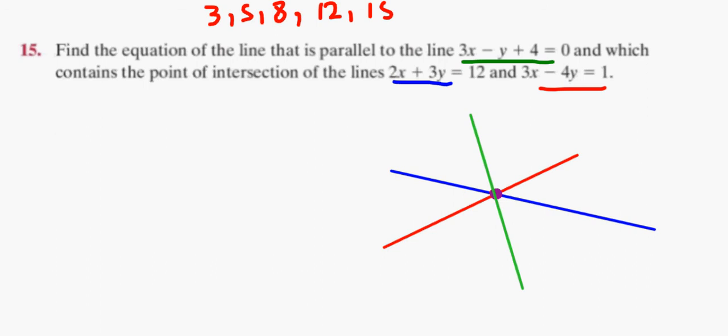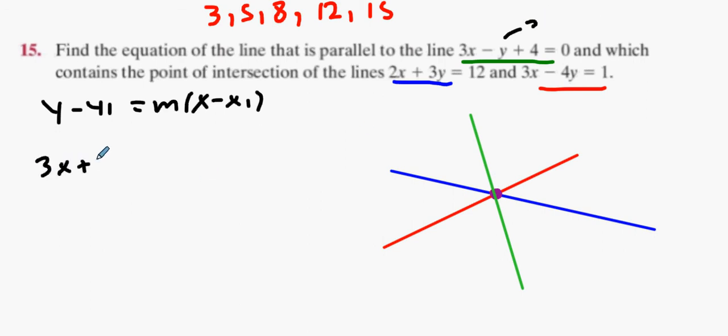So the first thing we need to do is, we're looking for the equation of a line. So look at the keyword, we're looking for the equation of a line. So that's y minus y1 equals m x minus x1. Well, we can find the slope straight away because we can move y over the other side. So we get 3x plus 4 equals y, which is the same thing as y equals 3x plus 4. This has a slope of 3. So the original green line, even though it's not drawn that way, would have a slope of 3.